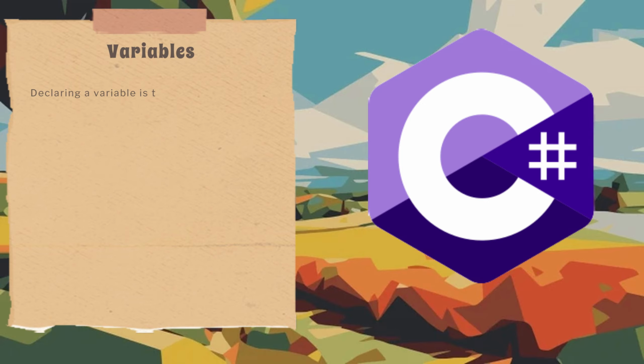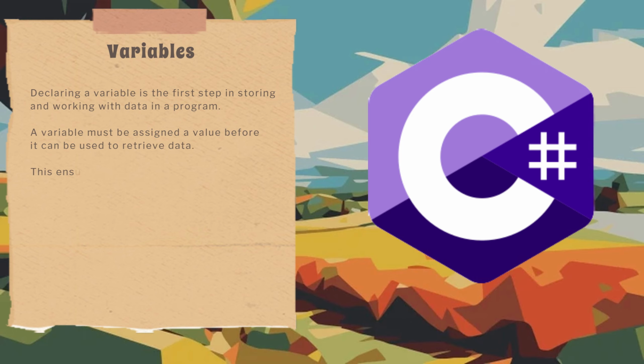Declaring a variable is the first step in storing and working with data in a program. A variable must be assigned a value before it can be used to retrieve data. This ensures that the variable holds meaningful information when accessed.